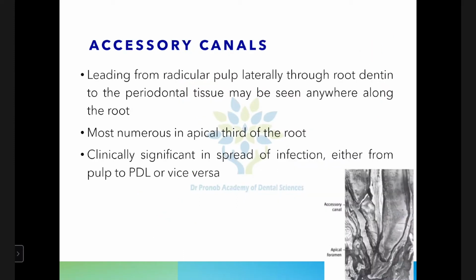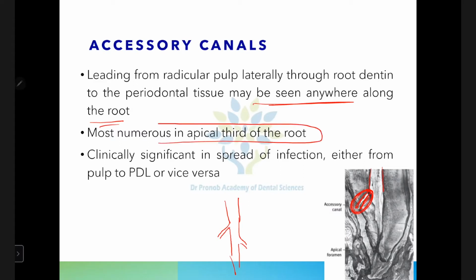Next is accessory canals. Accessory canals are present in the side region like this. From the radicular pulp, they extend laterally through the root dentin. They may be seen anywhere along the root surface, but they arise from the radicular pulp and emerge sideways. These accessory canals are most numerous in the apical third of the root.